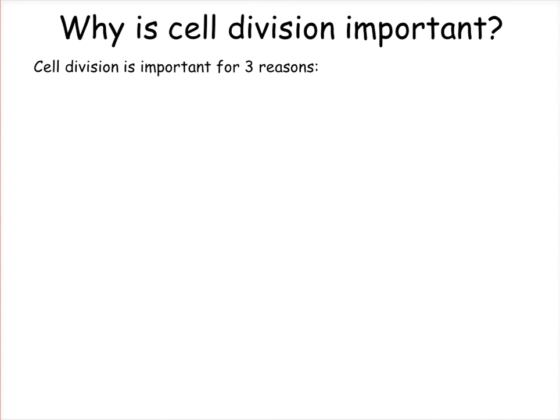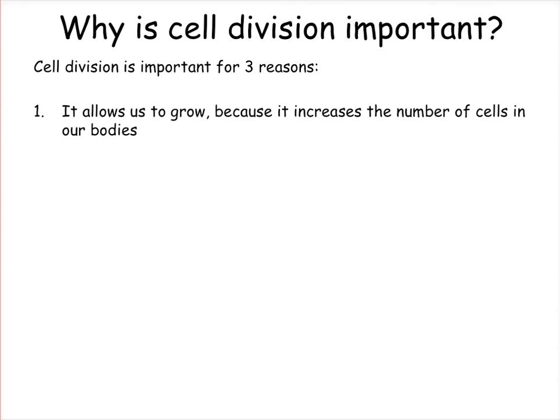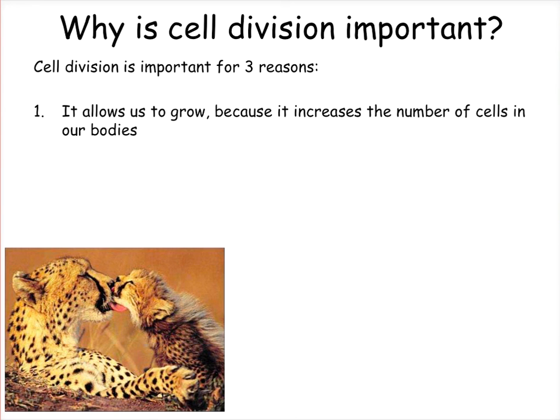The first is that cell division increases the number of cells in our bodies, which is how organisms grow. For example, look at the mother cheetah and her cub. At present, her cub is small, but we all know that over a few years, the cub will increase in size until it is as large as its mother. The way it is able to increase its size is by adding more cells through cell division.